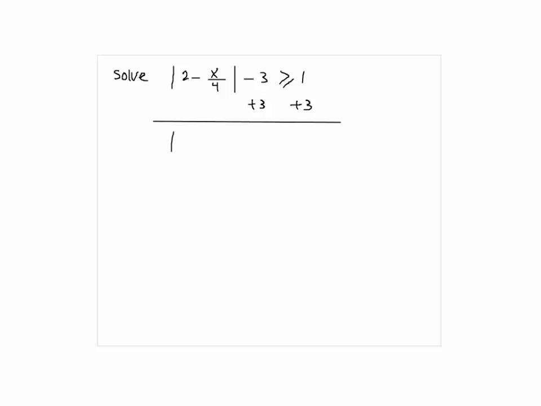So here we get the absolute value of (2 minus x) over 4. The first step is to make sure that the absolute value is all by itself. It's greater or equal to 4.